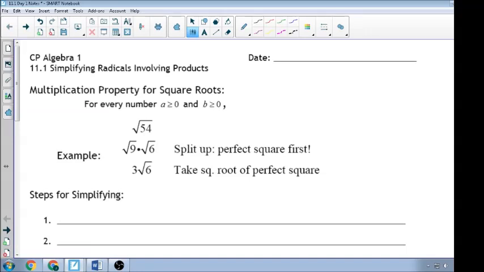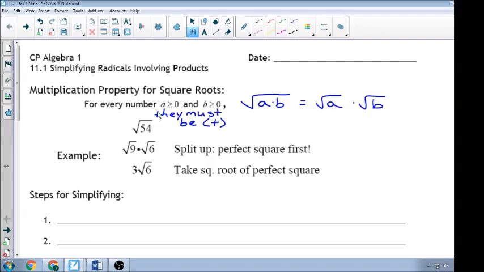The first thing we're going to look at is the multiplication property for square roots. What this says is that for every number A greater than or equal to 0 and B greater than or equal to 0, basically meaning they must be positive, we have a property that states I can take the square root of a times b, and it is equal to the square root of a times the square root of b.